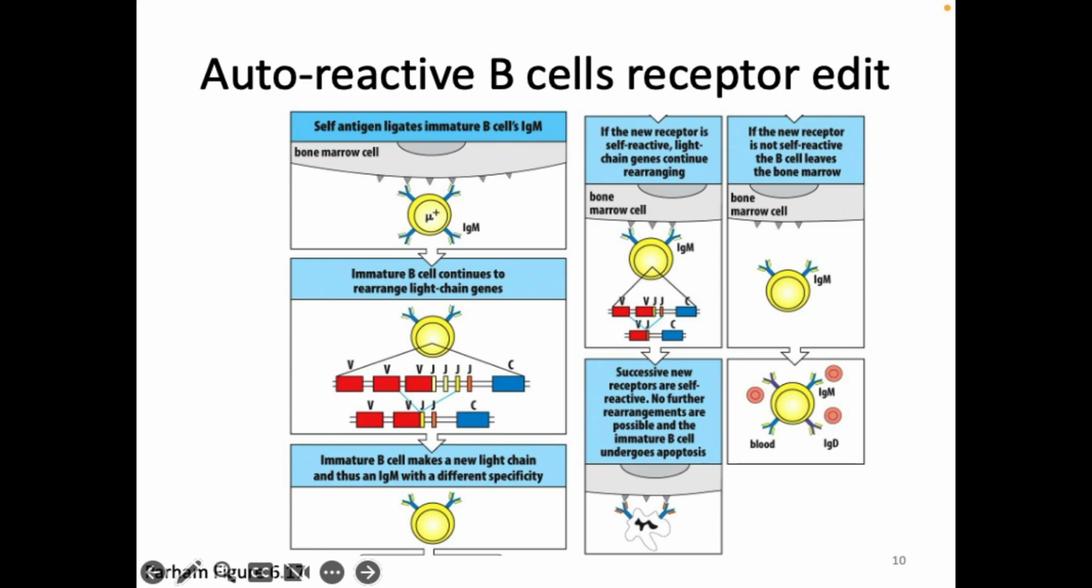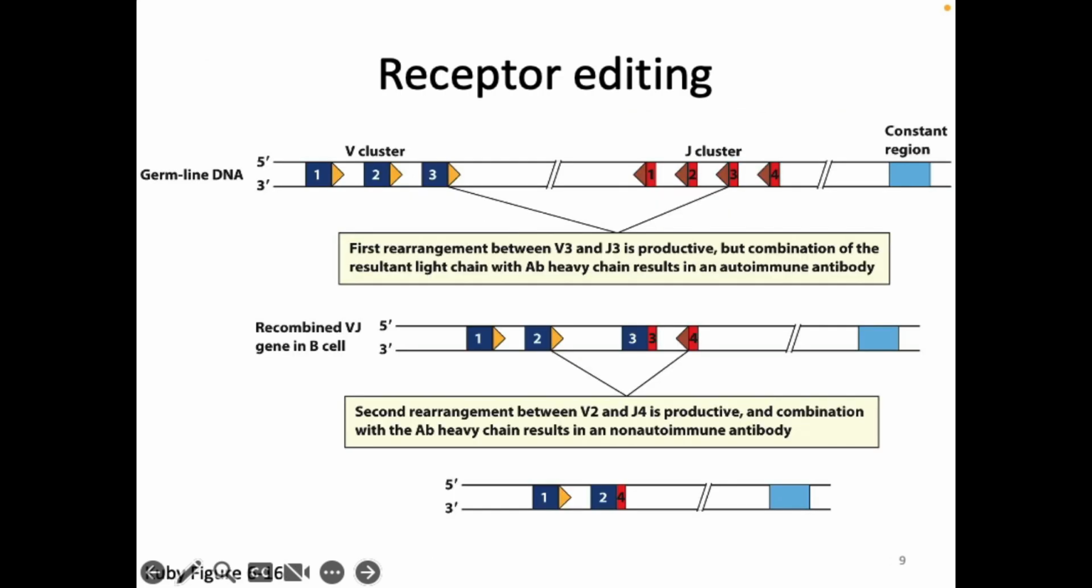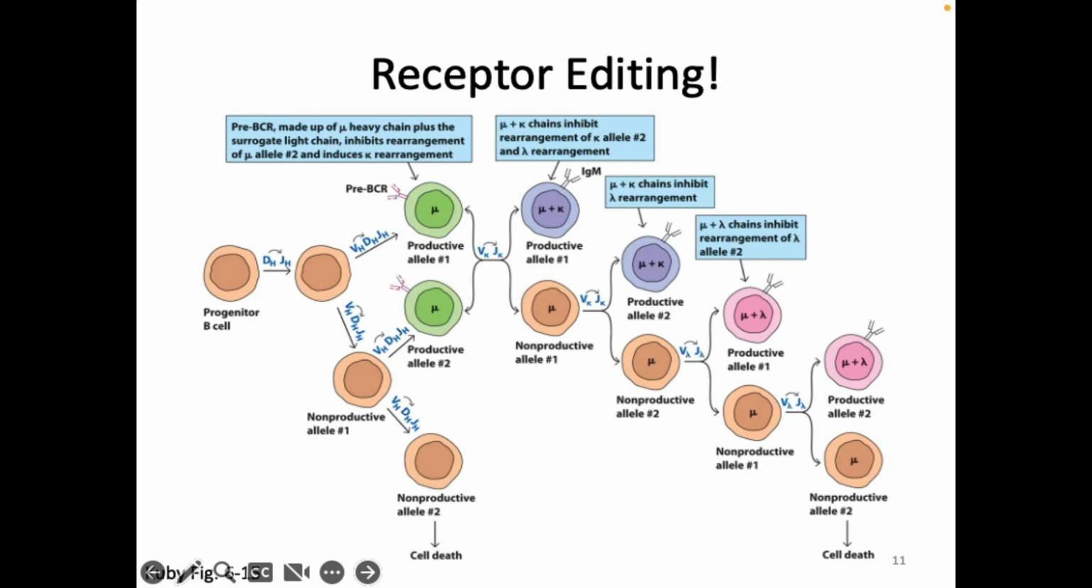And B cells can actually receptor edit quite a few times, depending on how many, like if they happen to use, this B cell happened to use V3 and J1 the first time, and again, this is all kind of a math probability thing, if it happened that it tried again with V2 and J2, and that one was self-reactive too, it could try again. It can keep trying, and so B cells get a lot of tries to make a light chain that doesn't give them self-reactivity. And in fact, they get to try on both kappas and both lambdas multiple times. So they get a lot of chances to make a good light chain that's not self-reactive, and then be allowed to leave the bone marrow.